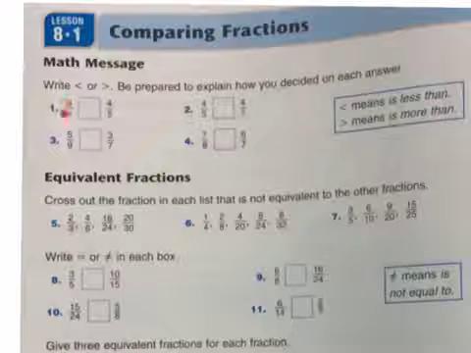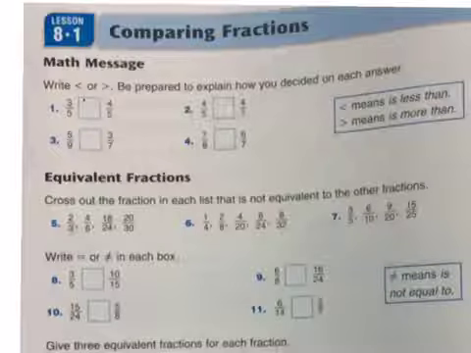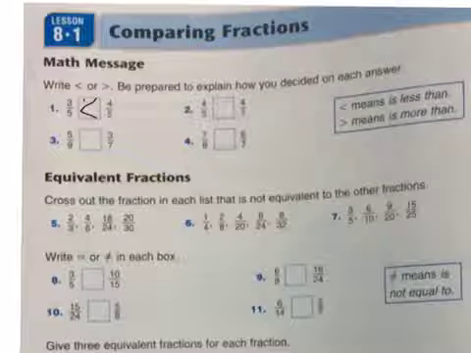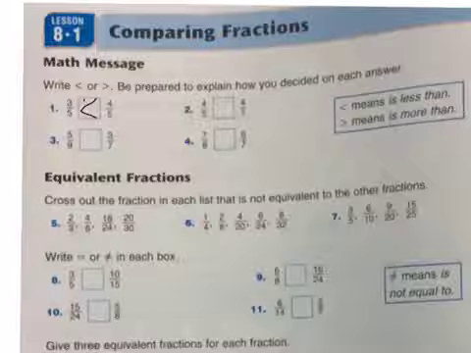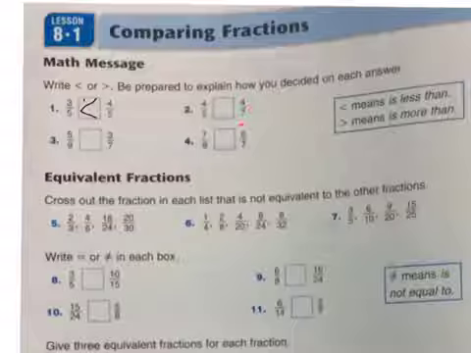We can also say this is 60% and this is 80%. So this would be less than. Number 2 has a different denominator. We have 5 and 7.